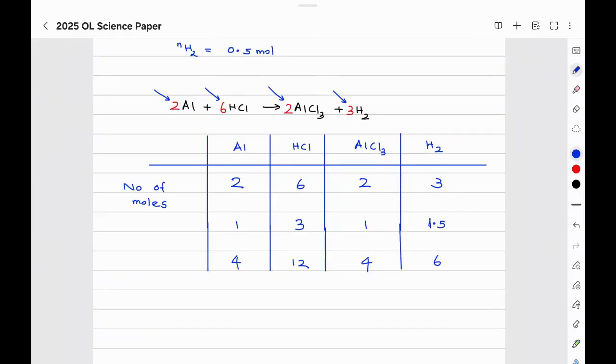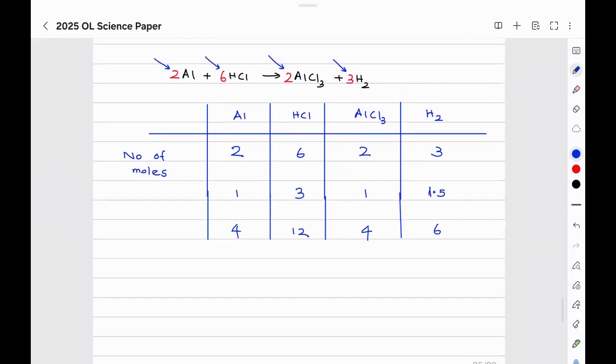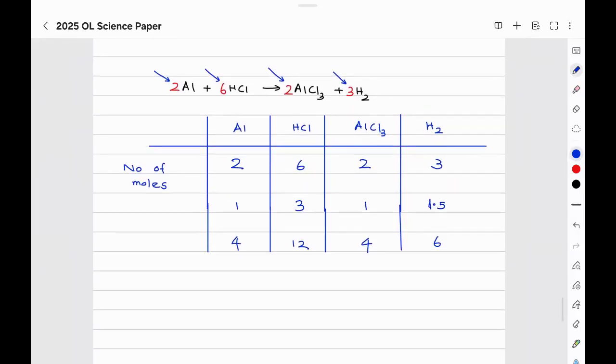Right. This is about how much of moles reacting. When you consider this reaction, 2 moles of aluminium react with 6 moles of HCl to produce 2 moles of aluminium trichloride and 3 moles of H2. When you balance the reaction, we put these kinds of coefficients in front of the compounds. So these are the number of moles, the ratios they are reacting.